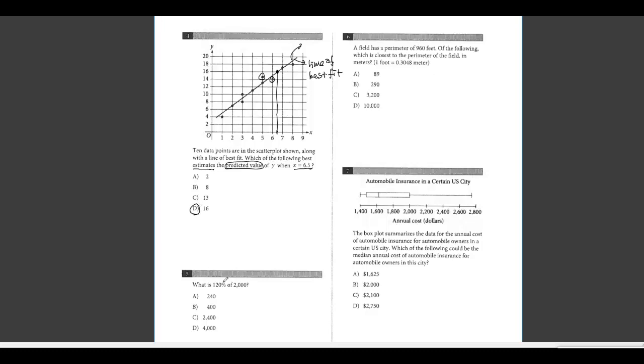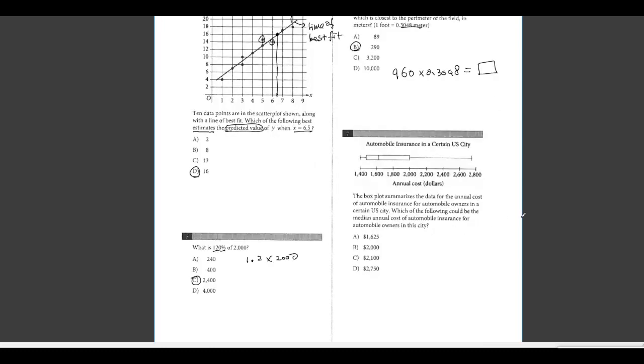Okay, number 5. 120% is 1.2, right? 1.2 times 2000, that is what? 2400. That's the answer. The next one, we use it to change the unit. This is 96 feet, and 1 foot is this one, so we have to multiply these two. Approximately, let me see, less than 300, right? So choice B is that, or you can use your calculator. Definitely that's less than 300.